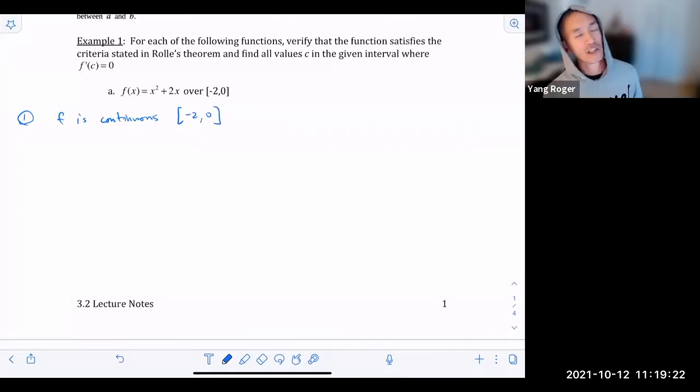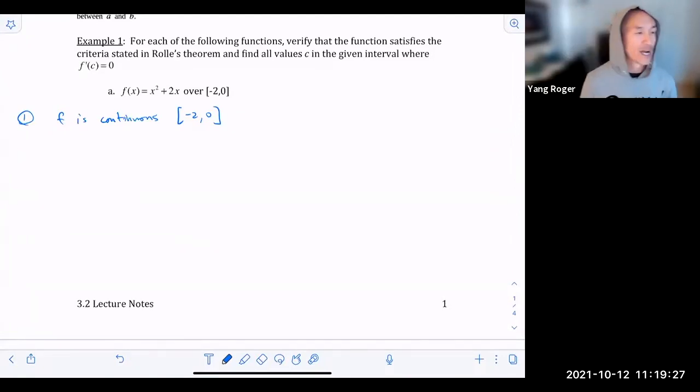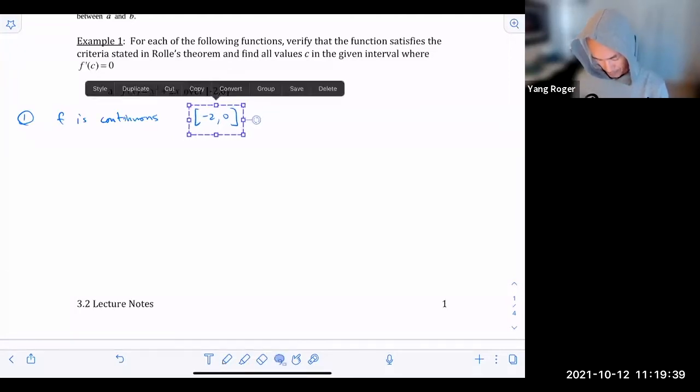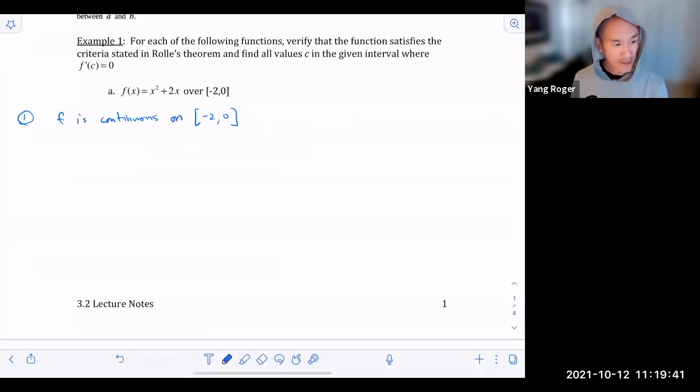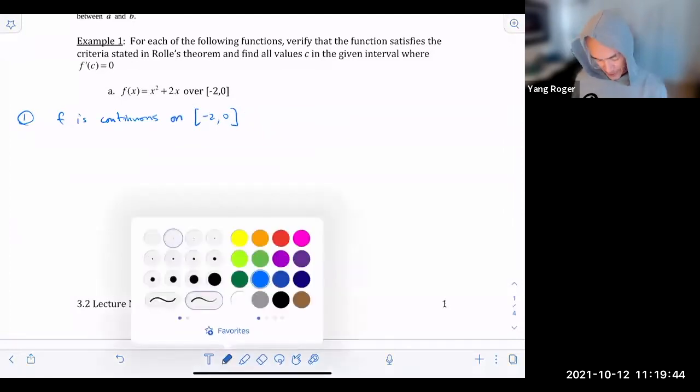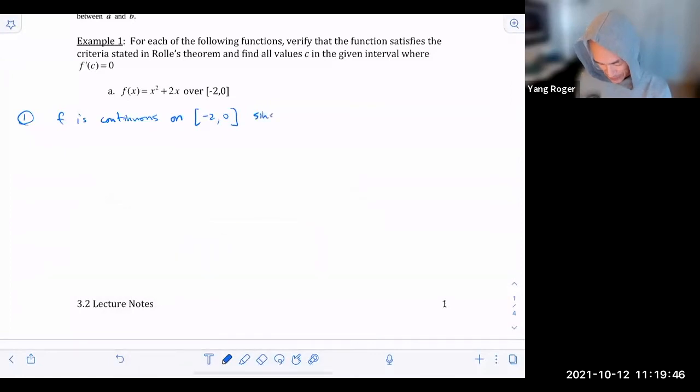Now we should all be able to look at this function and immediately tell it's continuous everywhere. So how do I know that f of x is continuous everywhere? That's right. We know it's continuous everywhere since it's a polynomial. So it's continuous everywhere, including from -2 to 0.